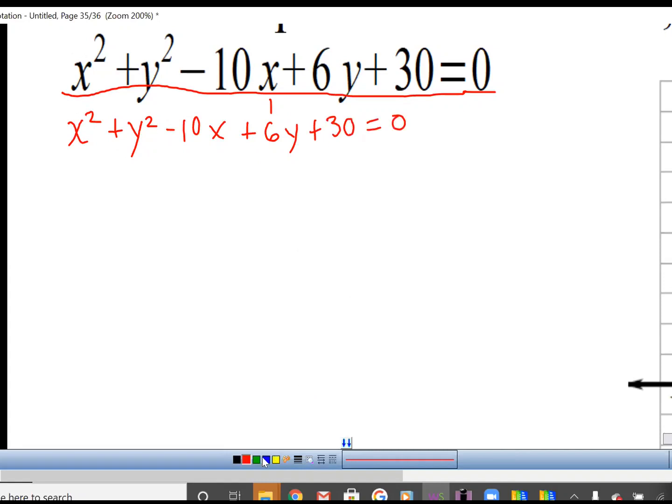Next step, eliminate what? The constant. What is my constant? The 30. So I subtract 30 to each side of the equation. I bring down the 30. Check this out. Negative 30.